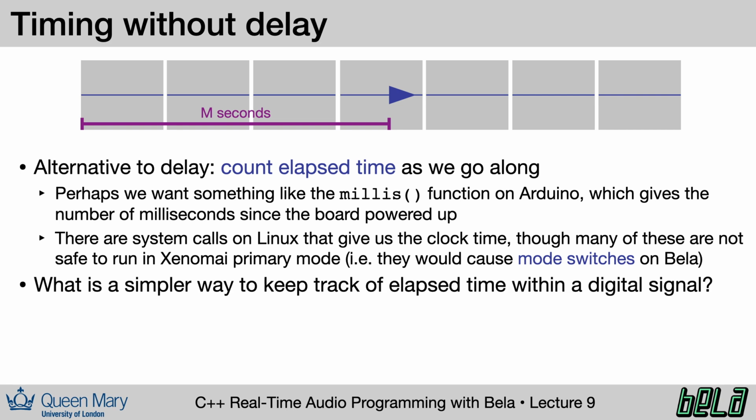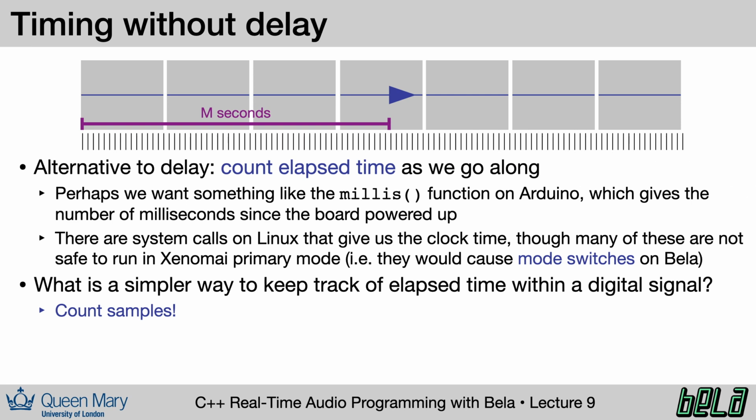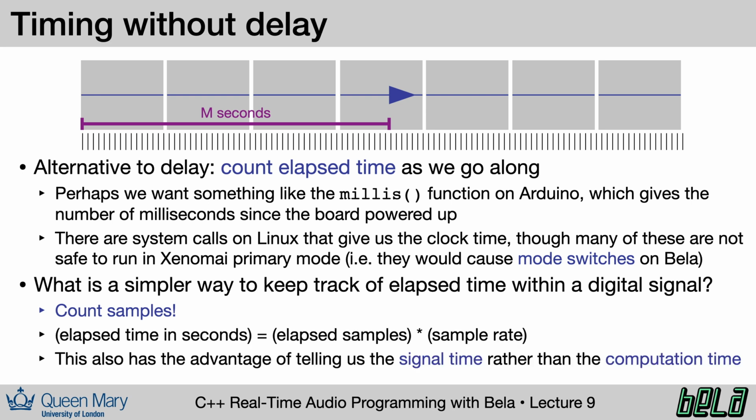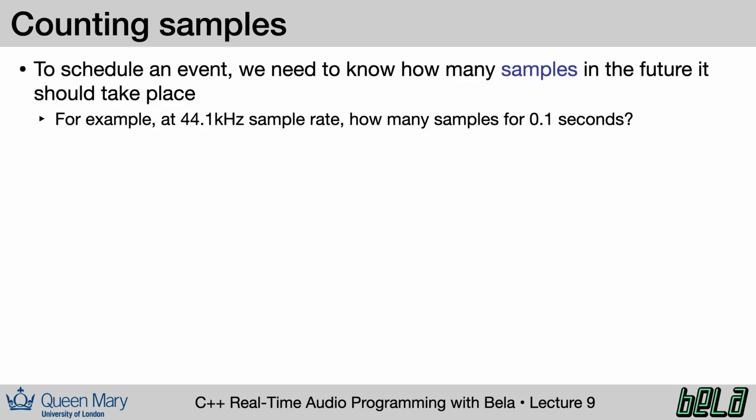The best answer, typically, is to count the number of audio samples that have gone by. Recall that each real-time block is composed of a number of audio samples. We know how many samples there are in the block, and we also know the sample rate. Therefore, we can calculate the elapsed time in seconds as the number of elapsed audio samples times the sample rate. Aside from being simple to compute, this also has the advantage of telling us the time of any particular point in the signal, and not just the time that the computation took place.